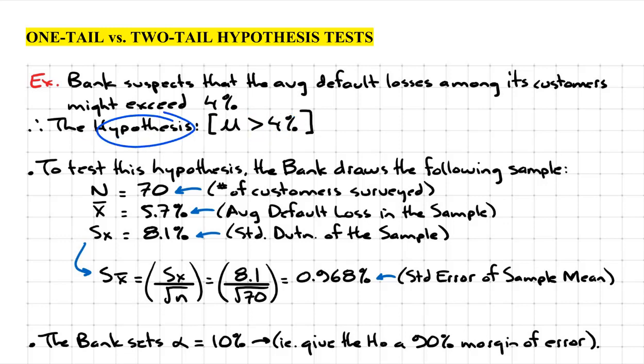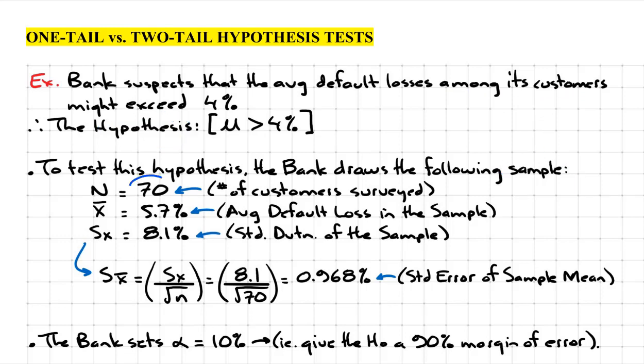It's a statement about the entire population. In this case, the entire population is represented by the entire customer base for this bank. But the bank is not going to necessarily survey all its customers in order to forecast what the default losses might be in the future. Instead, what they'll do is they'll draw a sample. And based on the findings from the sample, they'll make an inference about the population as a whole. So let's have a look at the sample.